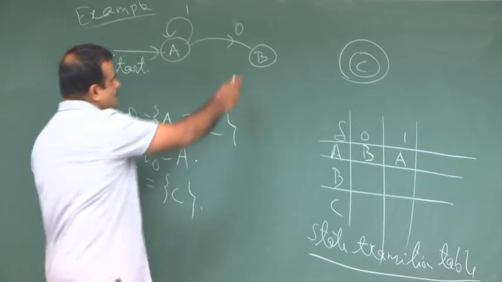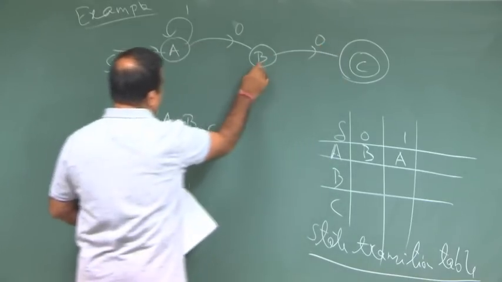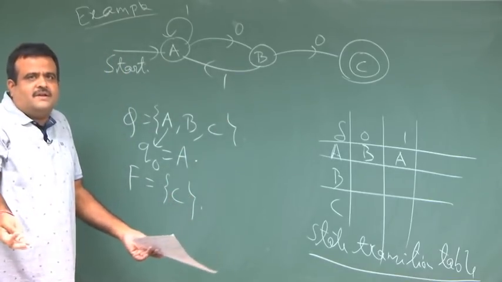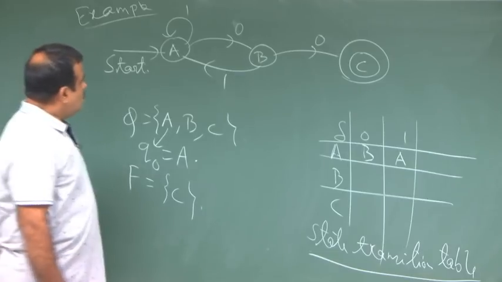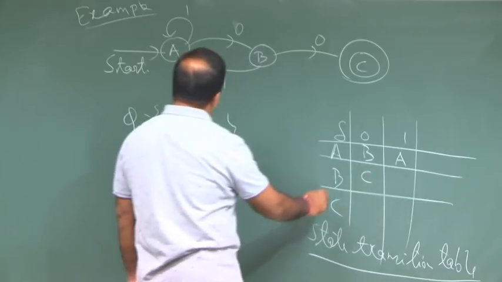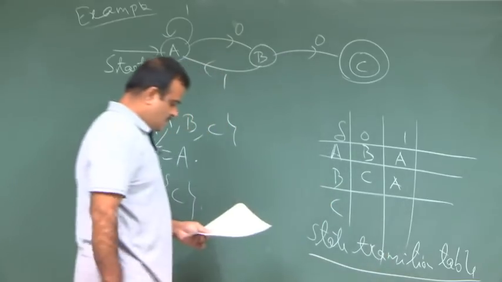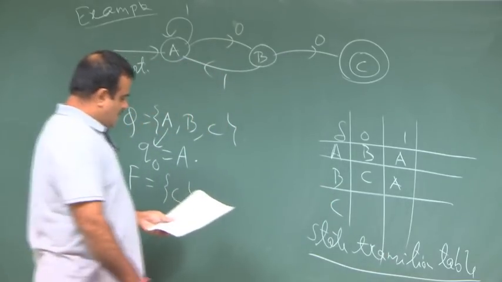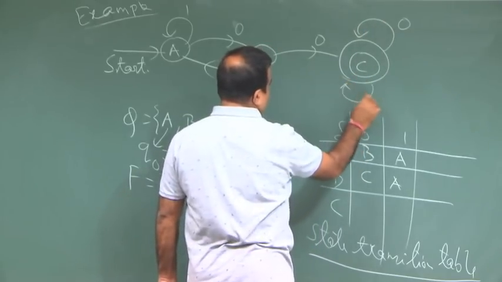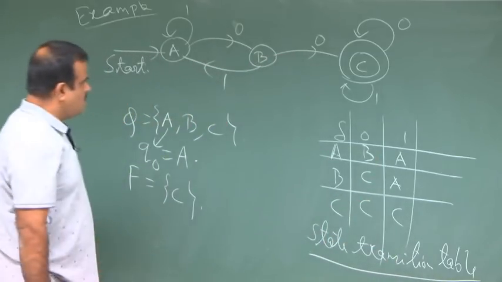Now, from B, if we see a 0, it will come here, and if we see a 1, it will come here. We are defining a finite state machine. So, from B, if we see a 0, it goes to C. From B, if we see a 1, it is coming back to A. And from C, if we see a 0, we are here. If we see a 1, then also we are here. So, C with 0 is C, C with 1 is C. This is the way we define this.